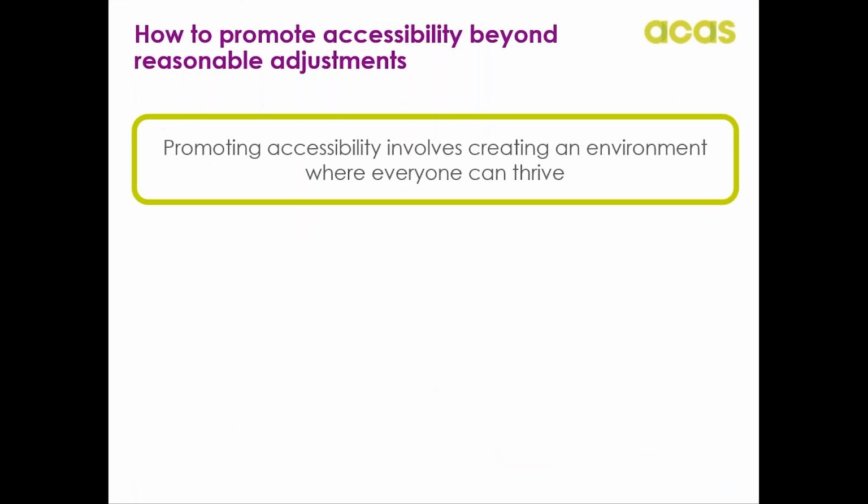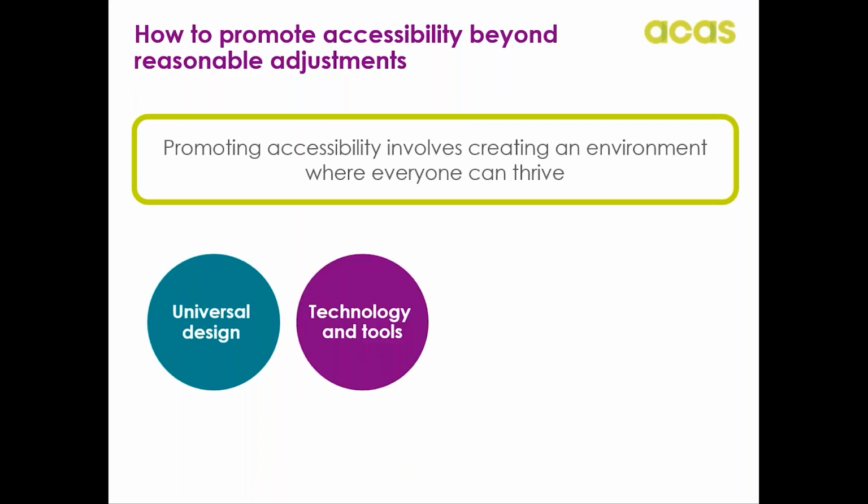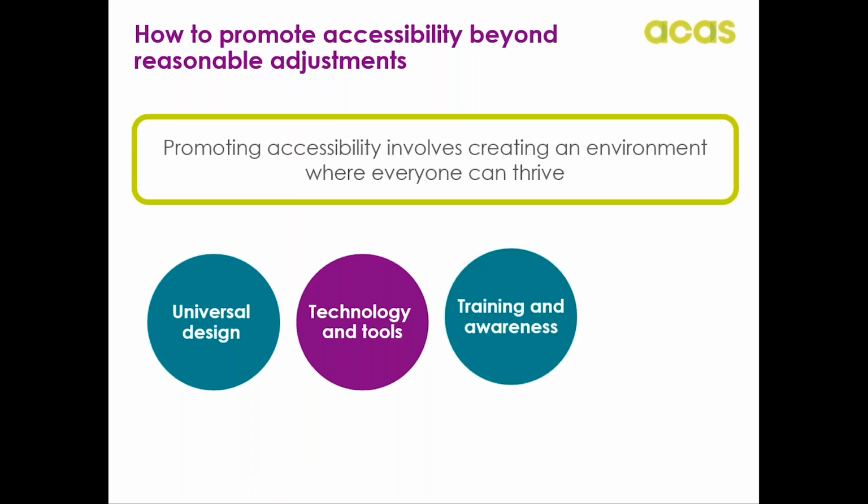Promoting accessibility involves creating an environment where everyone can thrive. But how can this be done? Implement universal design principles in the workplace to ensure spaces, tools and systems are usable by all people, regardless of their abilities. Examples include adjustable desks, wide doorways and natural light. Provide accessible technology and software such as screen readers. Ensure that all digital content, including websites and intranets, meet accessibility standards and provide information in plain English to ensure it is understood by all.